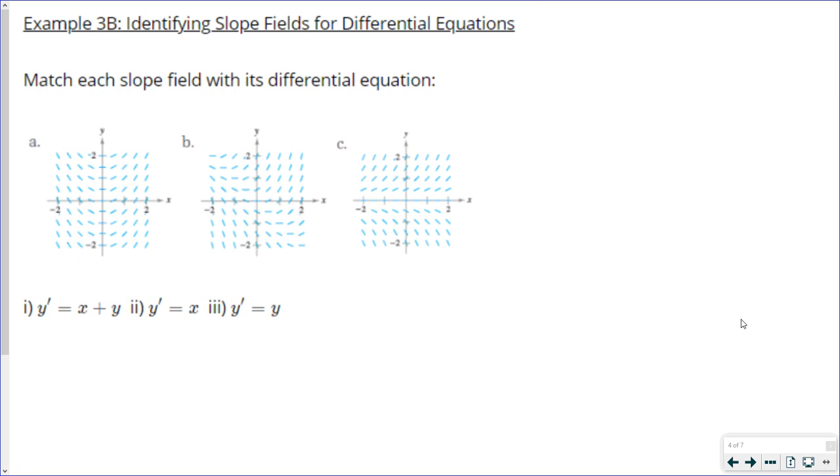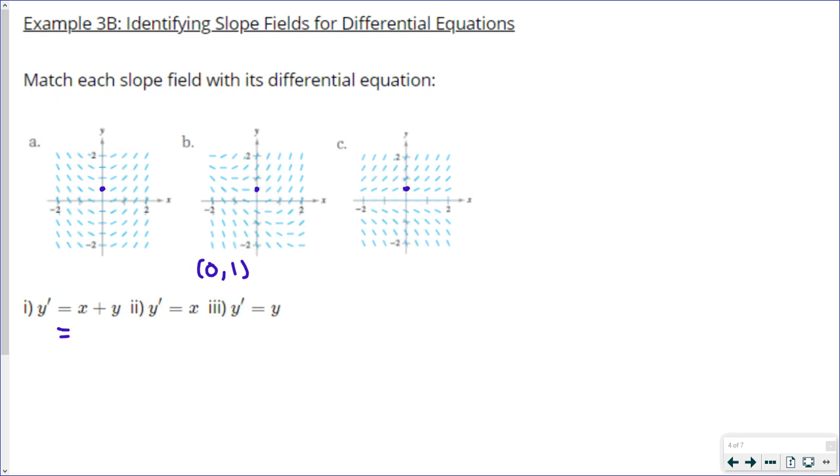In this example, we're going to try to match a slope field with a differential equation. I'm given 3 equations and I have 3 pictures of the slope field here. I'm looking here and I see that all of these slopes are different at this point right here. So I'm going to use the point 0, 1, and I'm going to test out each of these.